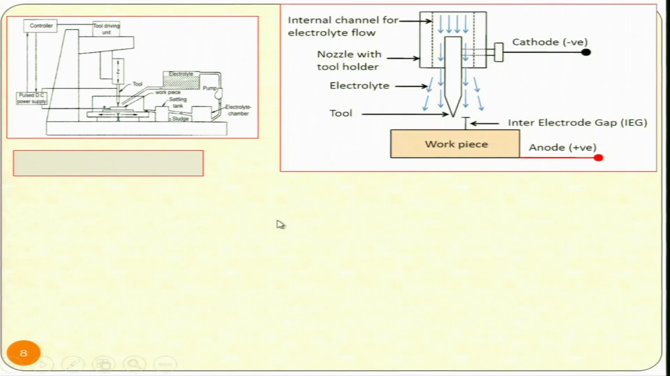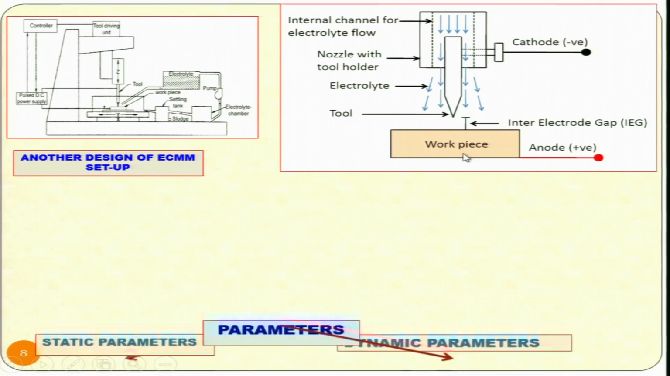Now you can see here some details, especially here another design of the ECMM setup, different parts are shown over here that I have already told you. Now here you can see the electrolyte flow is there. As I have mentioned to you earlier, if this is the micro tool, then this is the external device, the internal channel for electrolyte flow, and this is the tool. So electrolyte is coming along all the sides of the micro tool. Tool is there and here is the workpiece. So you have this as the inter-electrode gap, which is very important. Tool is made as cathode and workpiece is made as anode.